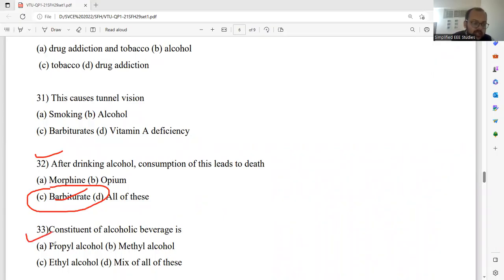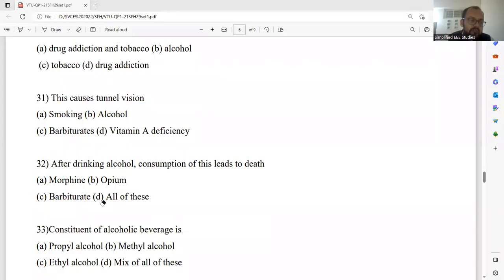Question number 33. Constituent of alcoholic beverages, which would be the right answer? Definitely ethyl alcohol. The constituent of alcoholic beverages is ethyl alcohol. Two types of alcohol are there: one is methyl alcohol, the other is ethyl alcohol. For the people who are consuming alcohol, the main content is ethyl alcohol. If methyl alcohol is consumed, it may lead to death. So ethyl alcohol is the consumable part.